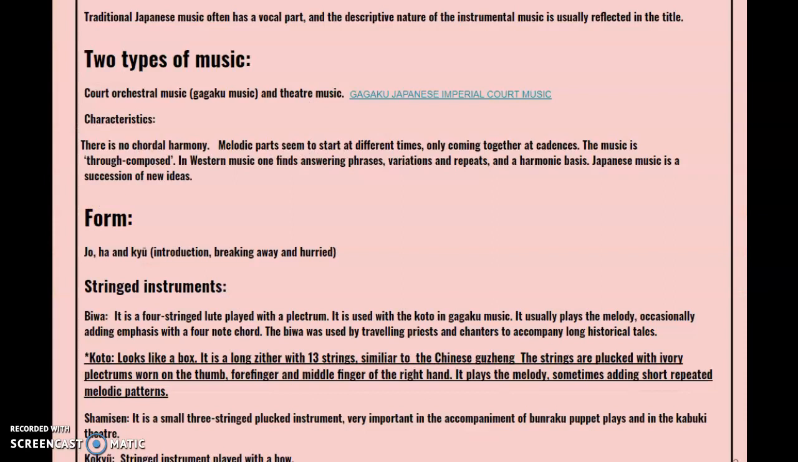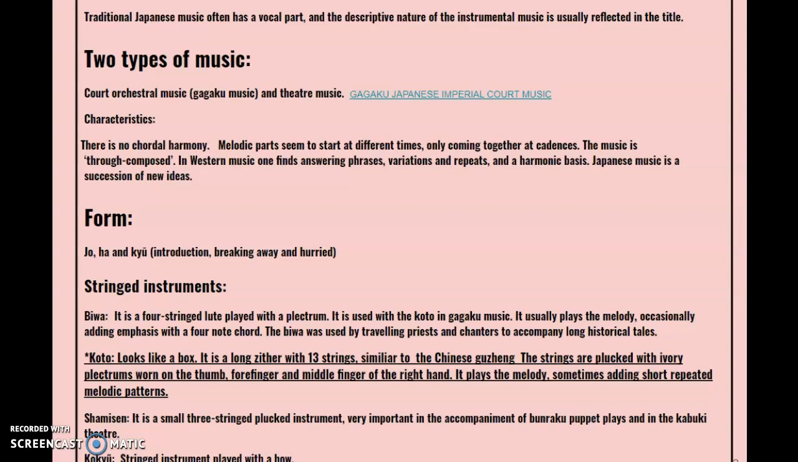Traditional Japanese music often has a vocal part, and the descriptive nature of the instrumental music is usually reflected in the title. We found the same in Chinese music, where you had descriptive titles in the compositions. Okay. Two types of music. We have the court orchestral music, Gagaku music that you hear in the background, and we had theatre music that we're going to discuss just now.